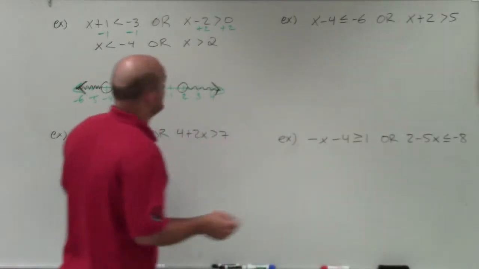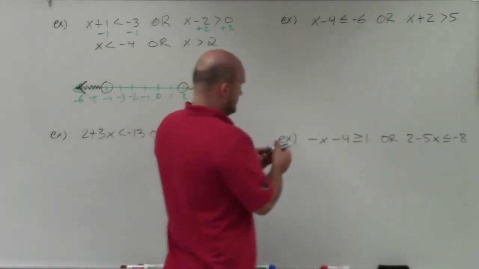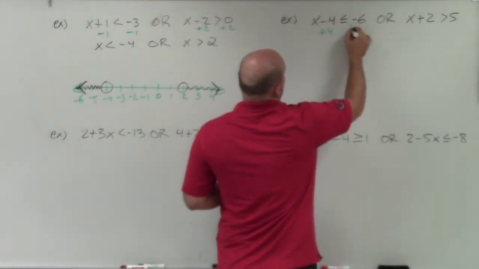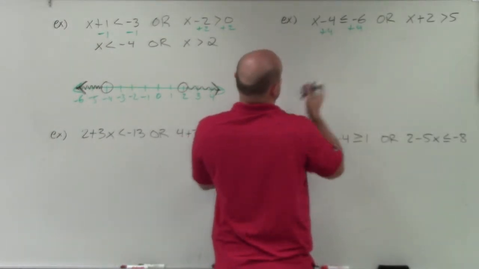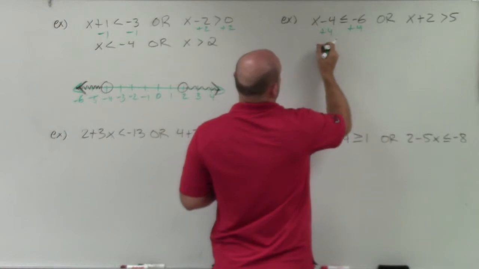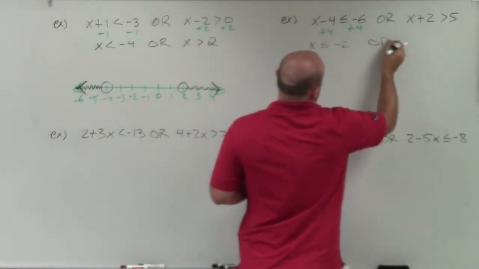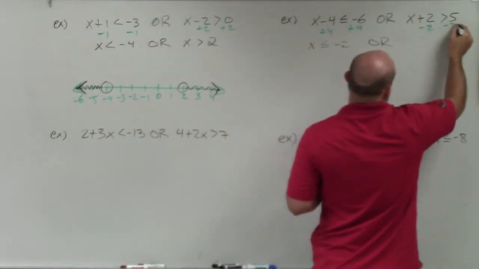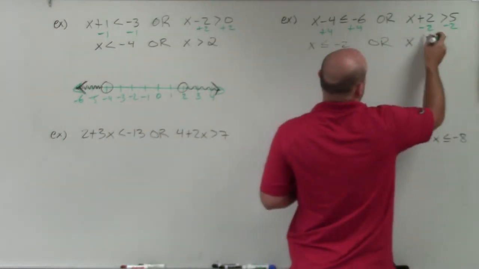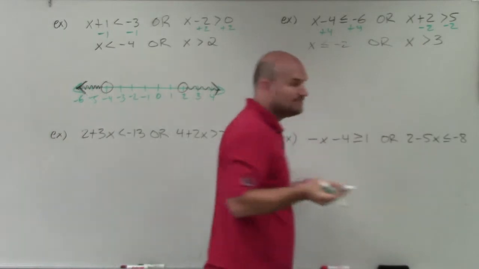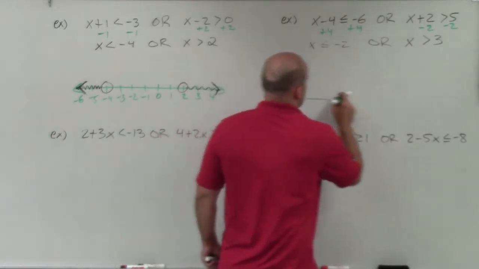This one is, again, just another simple one-step problem. To use my inverse operations, I'm going to add 4 to both sides. And I now have x is less than or equal to -2. Or subtract 2 from both sides, x is greater than 3. OK, so now, again, we're just going to go ahead and graph.